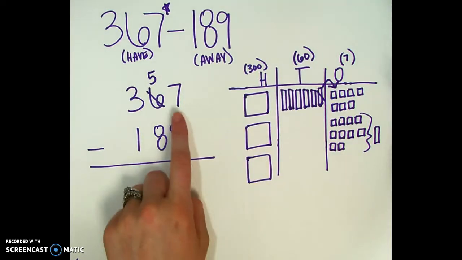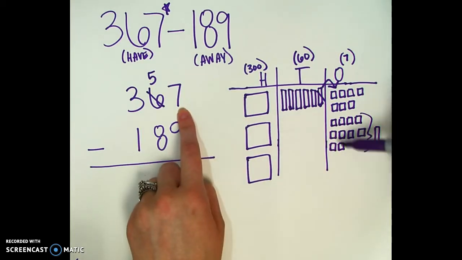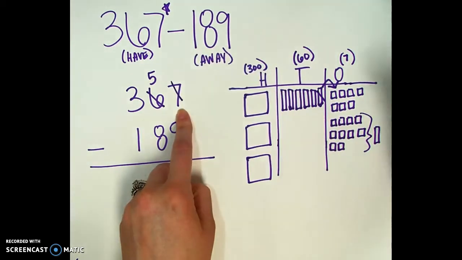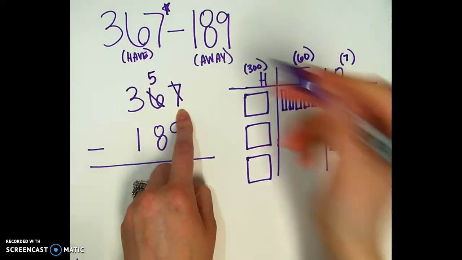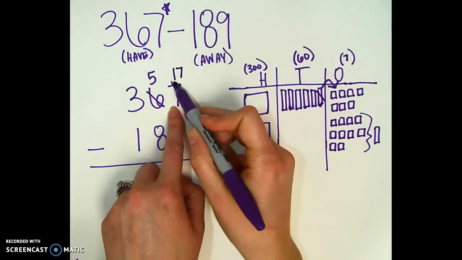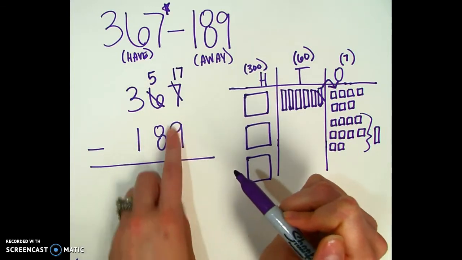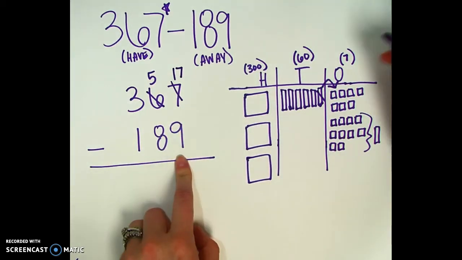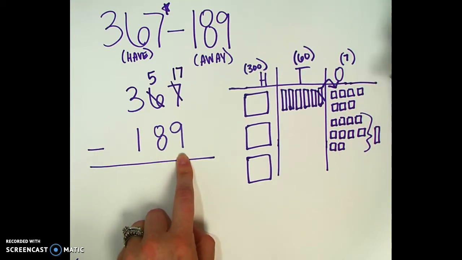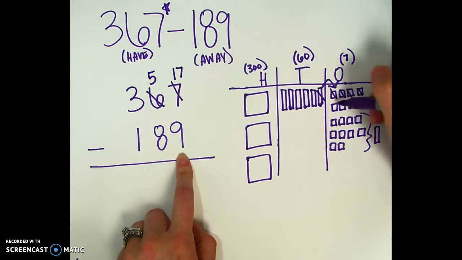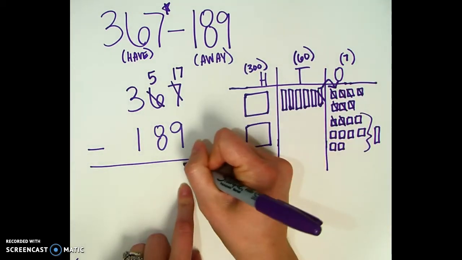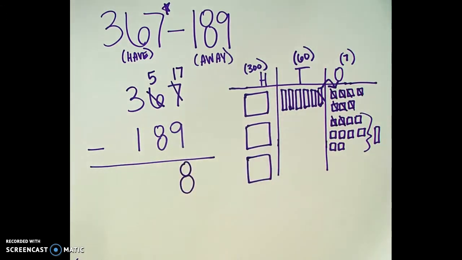So now, I need to update the 7. How many ones do I have now? 7 plus 10, 17. It's just as if I had put a 1 in front of this original number. Now, 17 minus 9. Can I take 9 away now? Yes. 1, 2, 3, 4, 5, 6, 7, 8, 9. Took my 9 away. Now how many are left? 1, 2, 3, 4, 5, 6, 7, 8. 8 are left over. 17 minus 9 is 8.